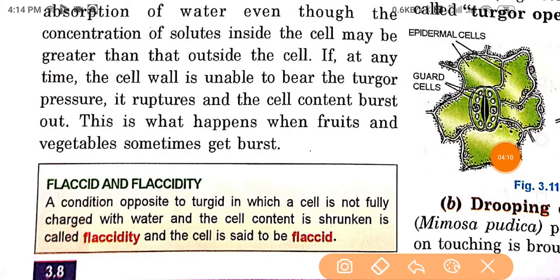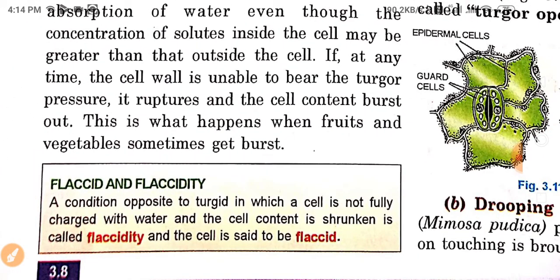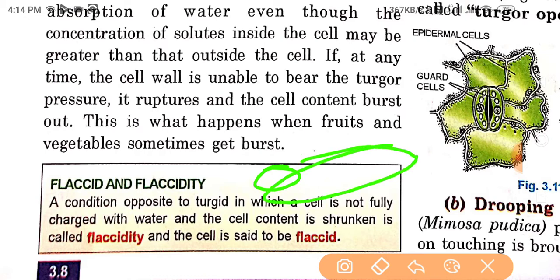Whenever you read, these are the main terms of your book given in brackets: flaccid and flaccidity. What is flaccidity? A condition opposite to turgid, in which a cell is not fully charged with water and the cell contents are shrunken, is called flaccidity. It means the cell is flaccid. When the water content is not up to the mark in a cell, you can see it like that, a small shrunken cell. When it bears full water, it can be like that.